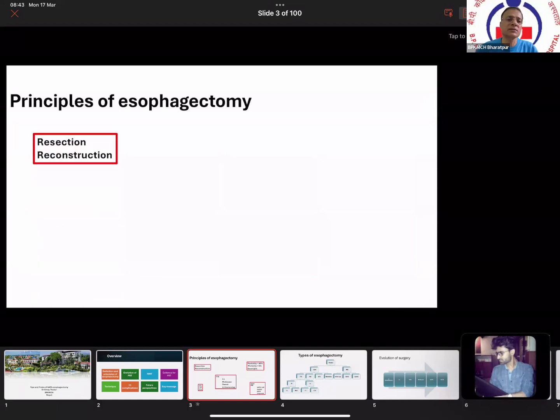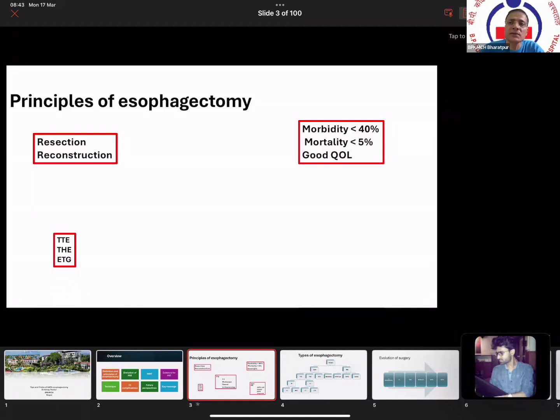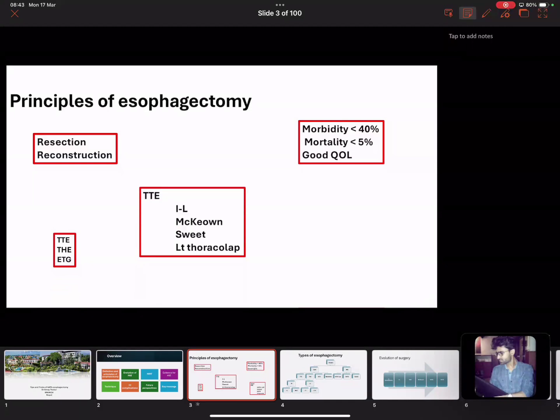So indeed, it consists of the resection and reconstruction. The morbidity should be less than 40% and mortality indeed should be less than 5%. And the patient should have a good quality of life. So it can be further subdivided into transthoracic esophagectomy, transhiatal, or extended total gastrectomy. Transthoracic has also several parts, so I will not be talking much about this.